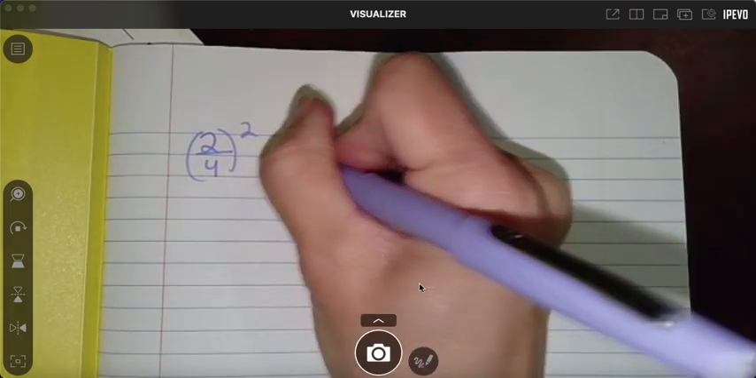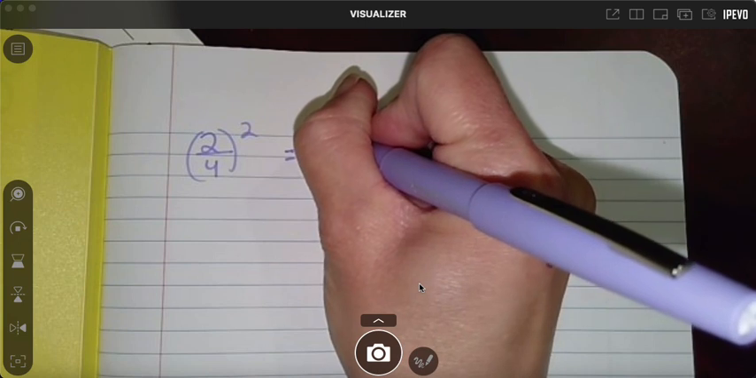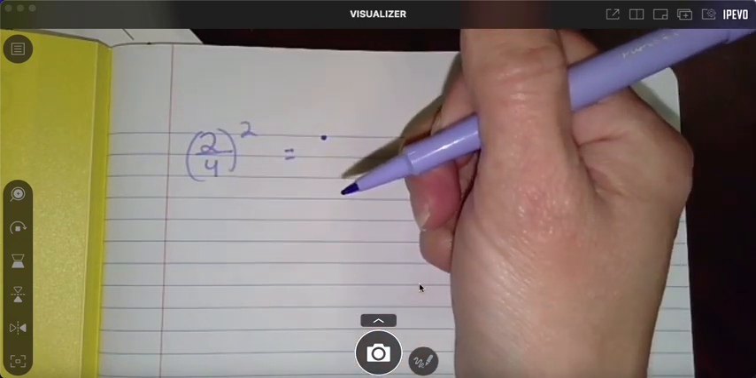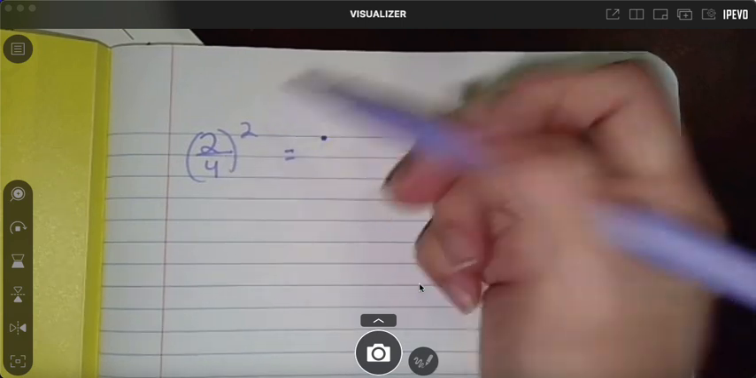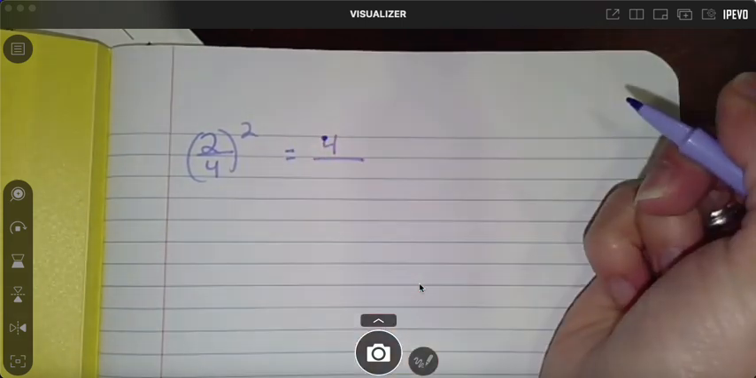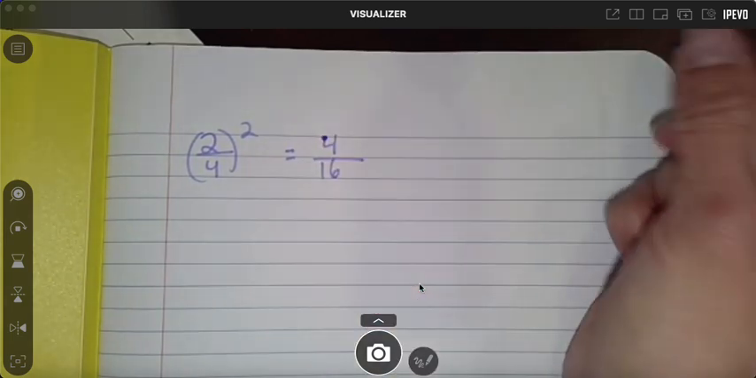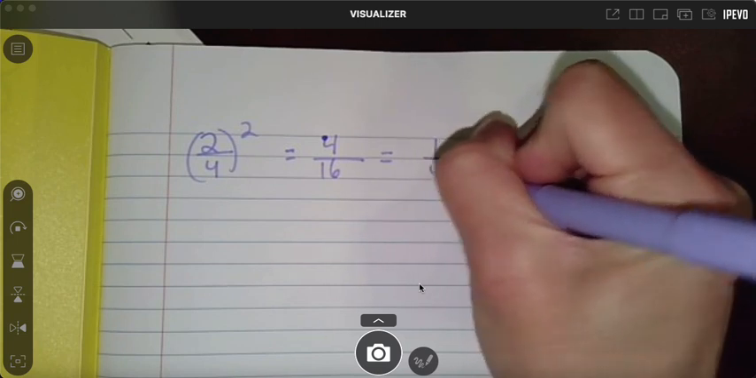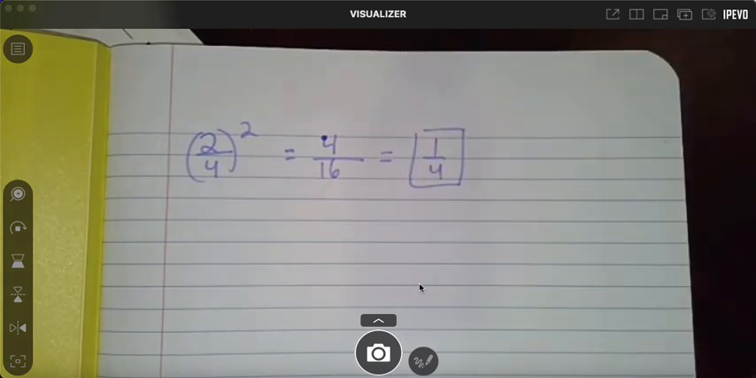3 to 64. Do what? Oh, you're talking about on yours. Oh, I'm sorry. No. So on this one, what's 2 squared? 4. What's 4 squared? 16. What is 4 over 16? 1/4. So that's your answer. Does that make sense? That's all you're doing.